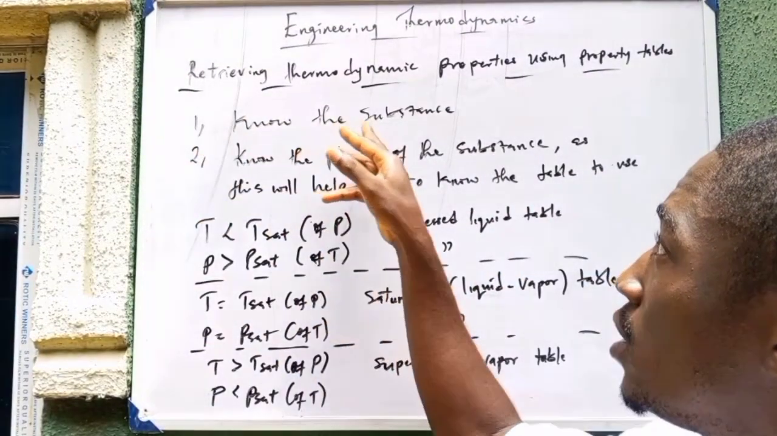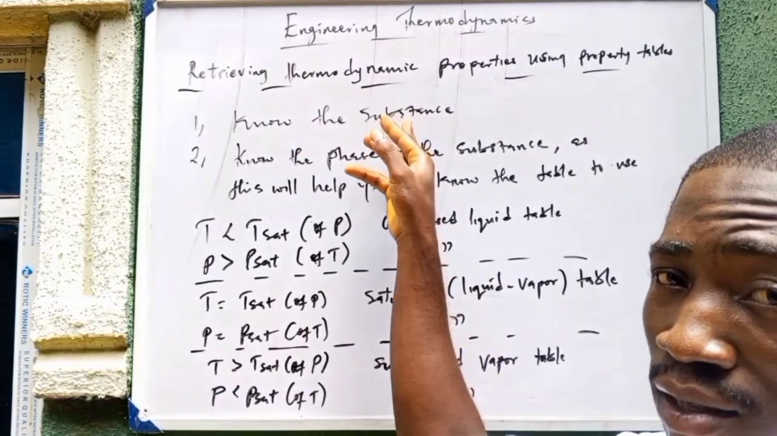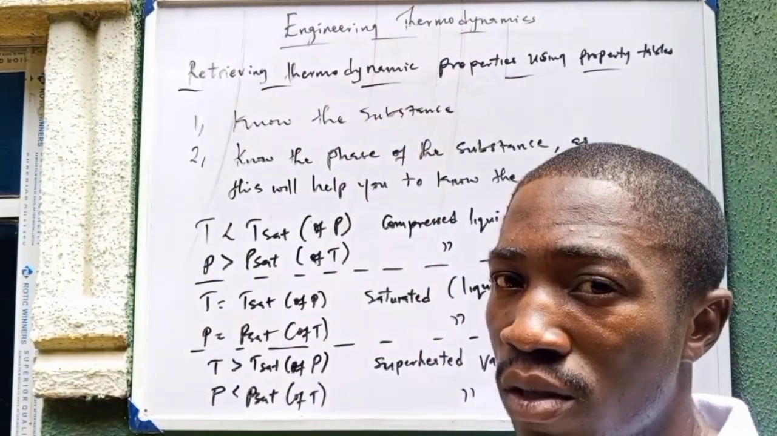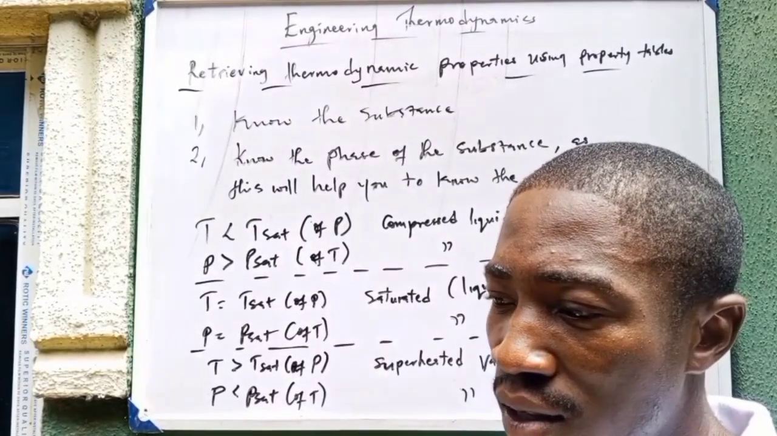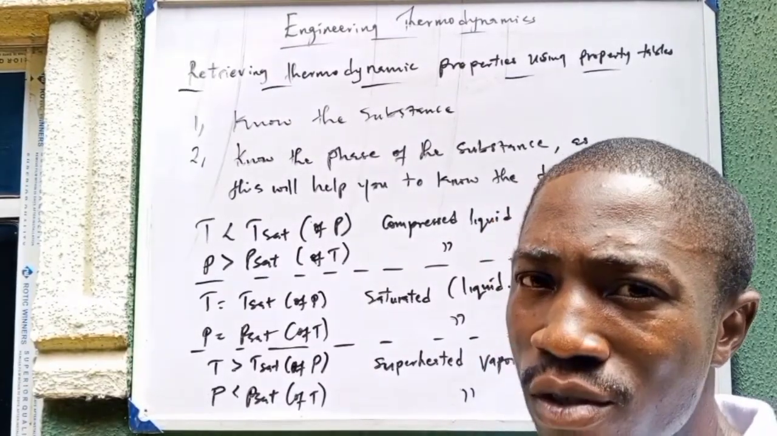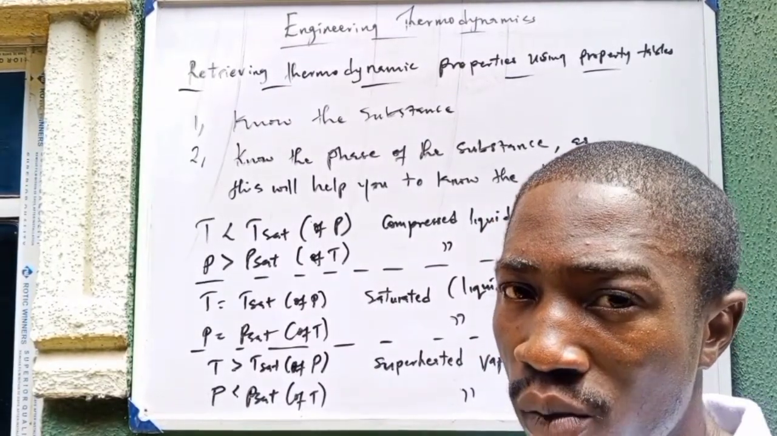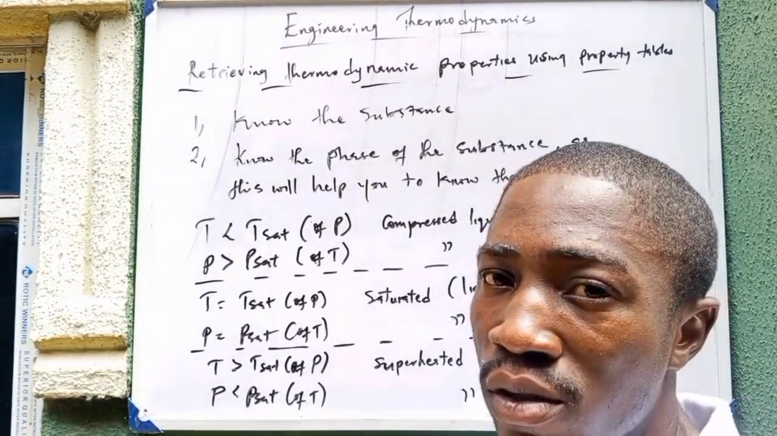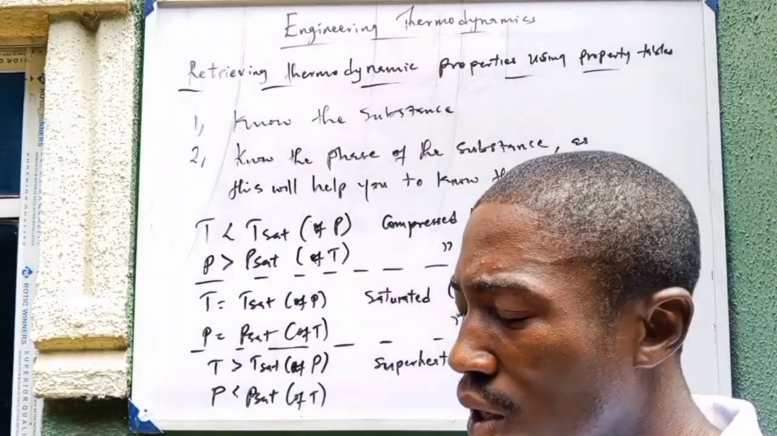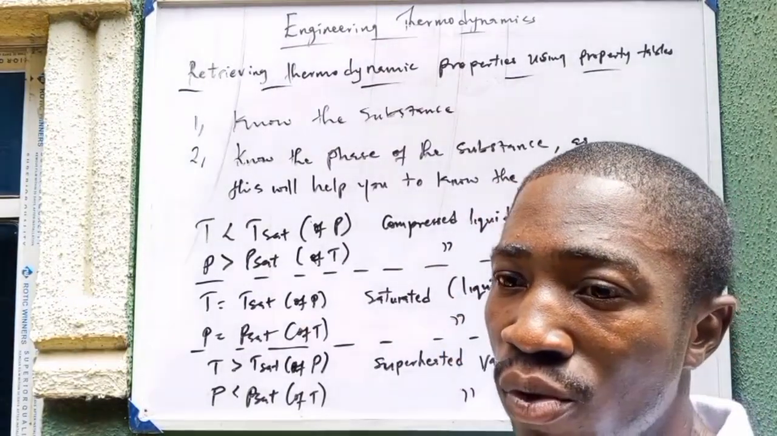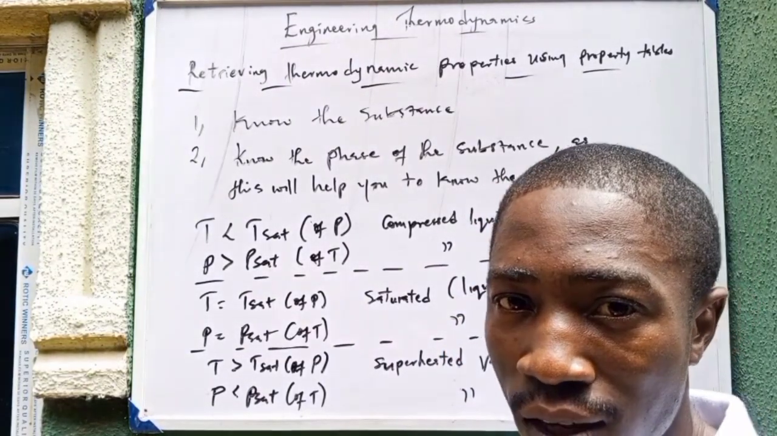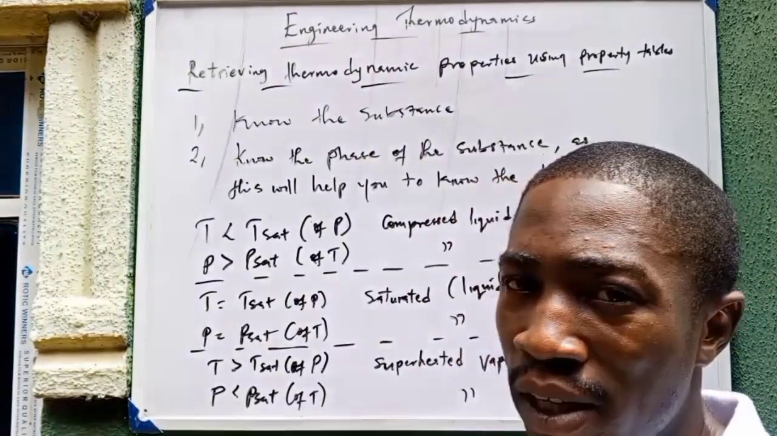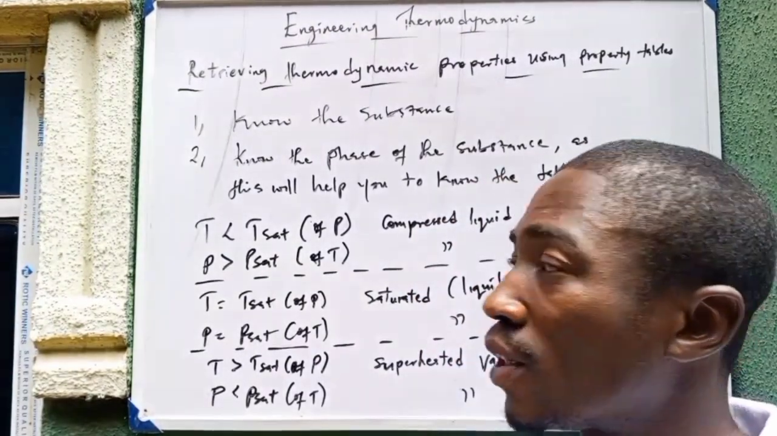Number one, know the substance in the system. You have to know the substance you are working with. Is it water? Is it air? If you are working with water, you should go to the water table. If you are working with air, you should go to the table that has the values for air. If it is refrigerant, go to the table for that particular refrigerant. That's the first thing.